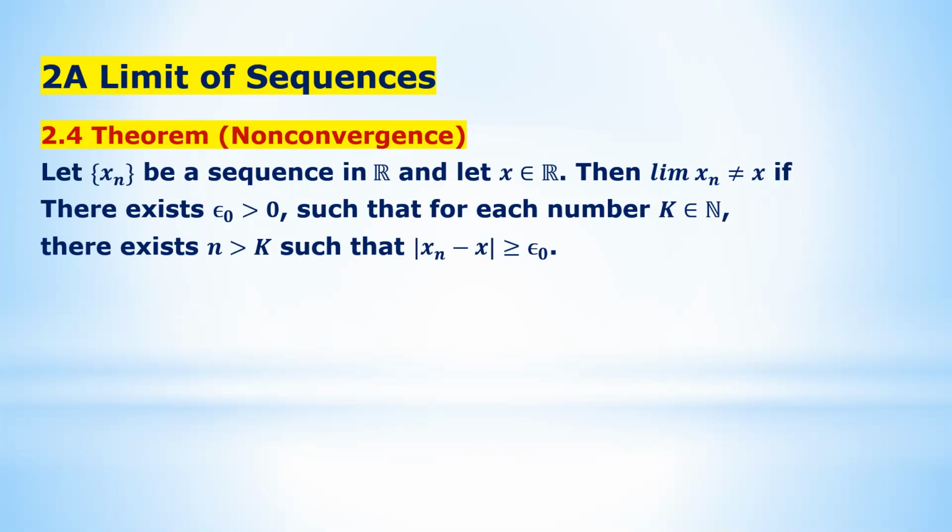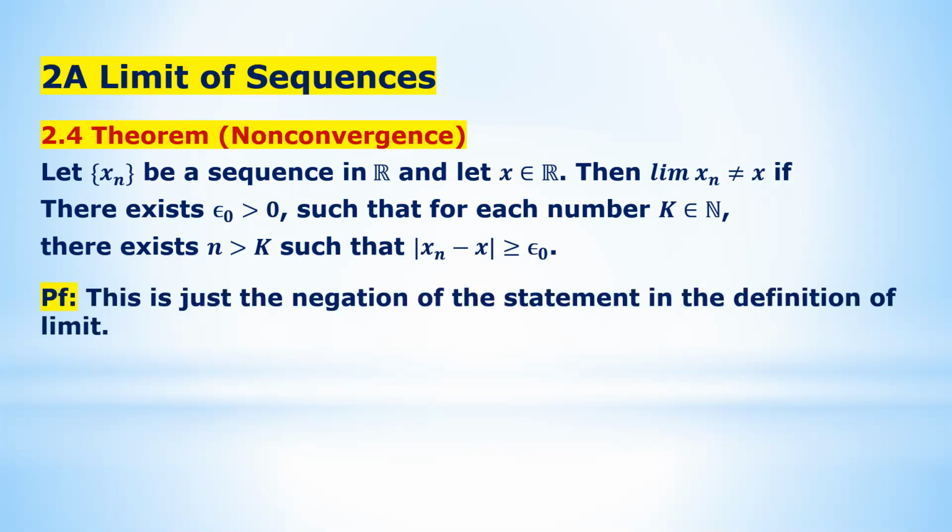So there is a special epsilon naught. Now, what kind of epsilon naught is it? The theorem does not provide this information. The theorem only says that there must exist such a thing to make this happen.